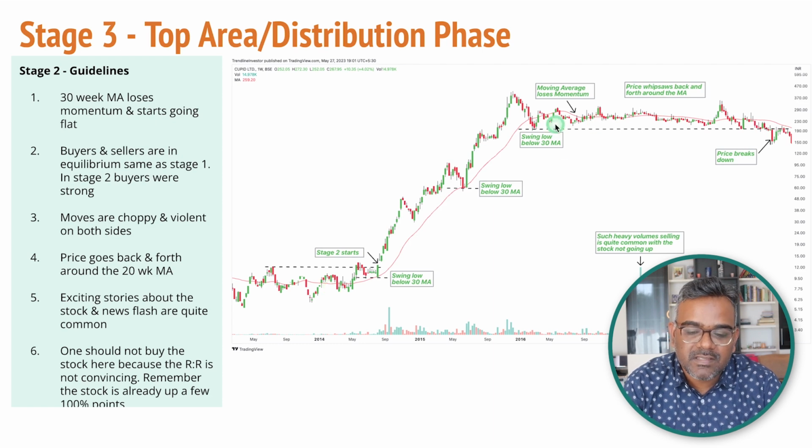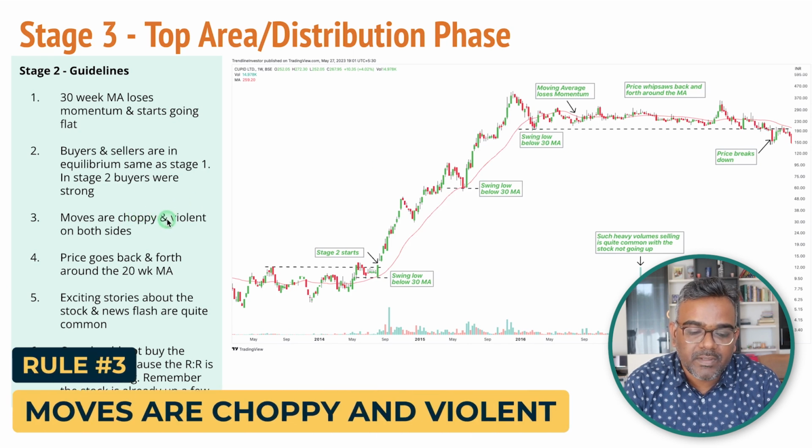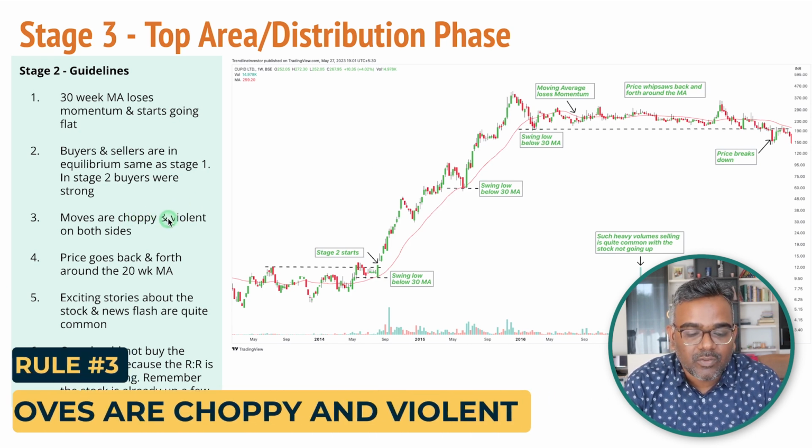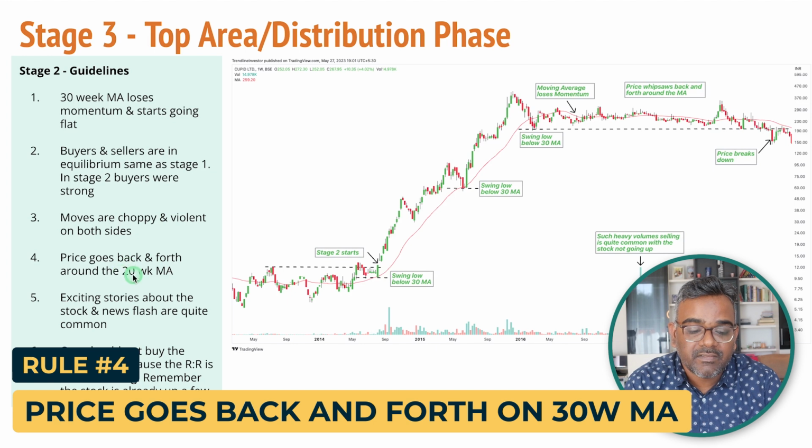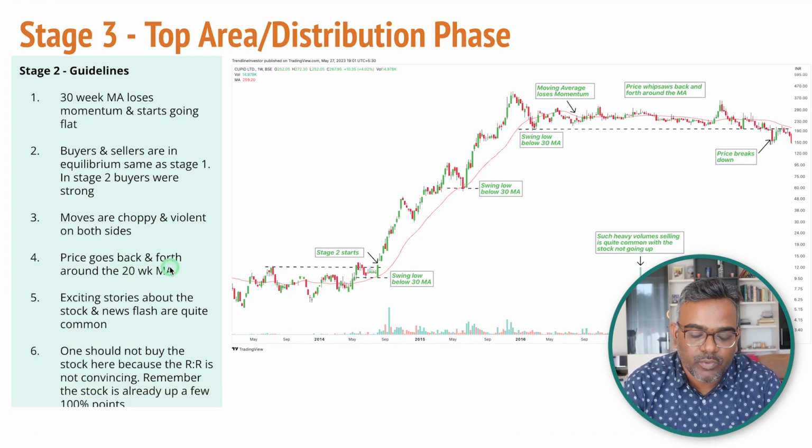So basically what this means is, when the stock rises, there's so much selling that the stock falls down. Again, there's so much buying that the stock rises, but again it meets selling strength here, and again the stock drops. So it keeps forming this continuation pattern. It goes up, comes down, goes up, comes down around the same range, and then it eventually drops. Hence the moves are very choppy and violent on both sides, and also the price goes back and forth around the 30-week moving average. This is the 30-week moving average. Stage analysis always uses the 30-week moving average.